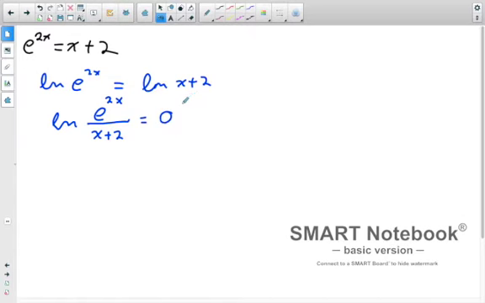Well, let's see. e to the 2x. That is the same thing as e squared to the x power. Okay, and we know that that has to equal x plus 2.